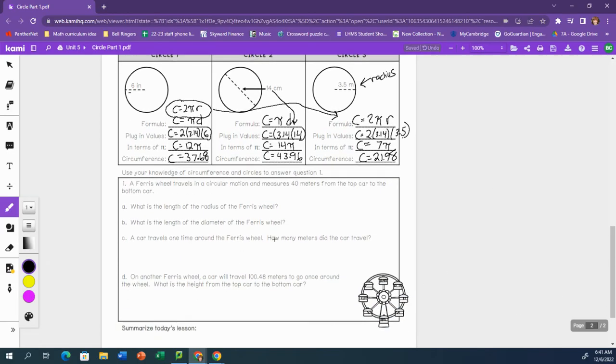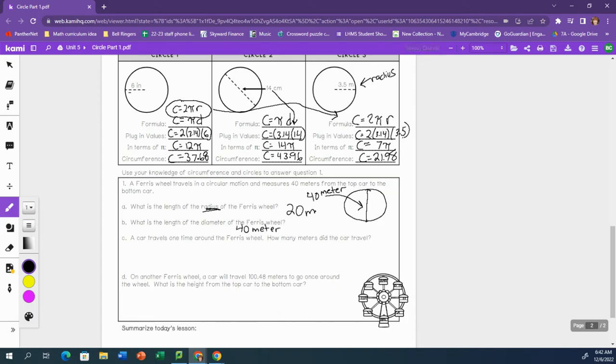Okay? So let's look at this last problem here. A Ferris wheel travels in a circular motion and measures 40 meters from the top. So I like to draw these things out. Here's our Ferris wheel. From the top of the car to the bottom, that is 40 meters. Okay? So what's the length of the radius? Well, radius is half that. So that would be 20, right? And we can say 20 meters. What's the length of diameter? Well, we know that. That's 40 meters.